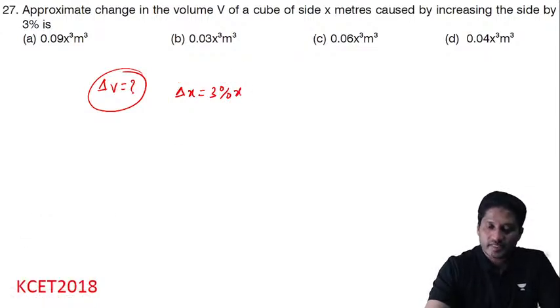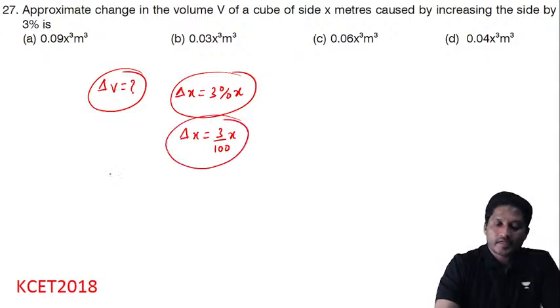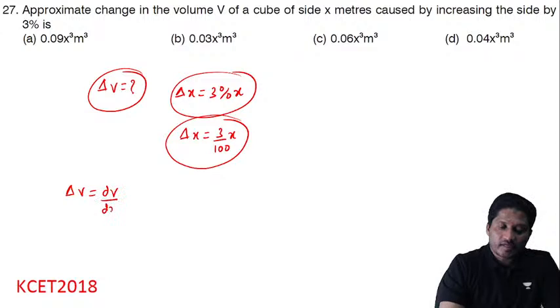Suppose they give the change as decreasing the side by 3%, which means take minus 3%. So this is 3 by 100 of x. Now delta y is equal to dy by dx into delta x.